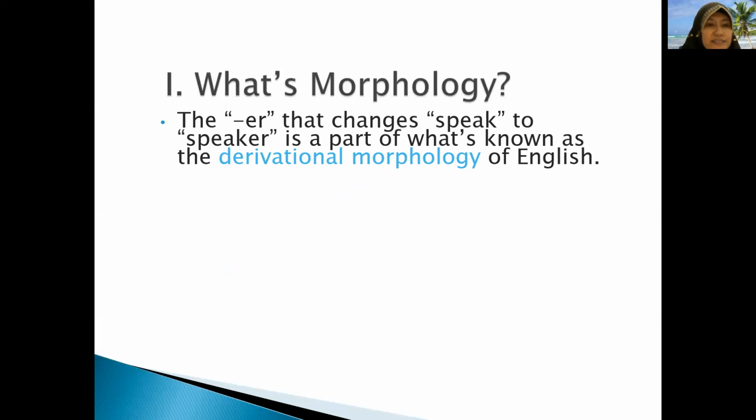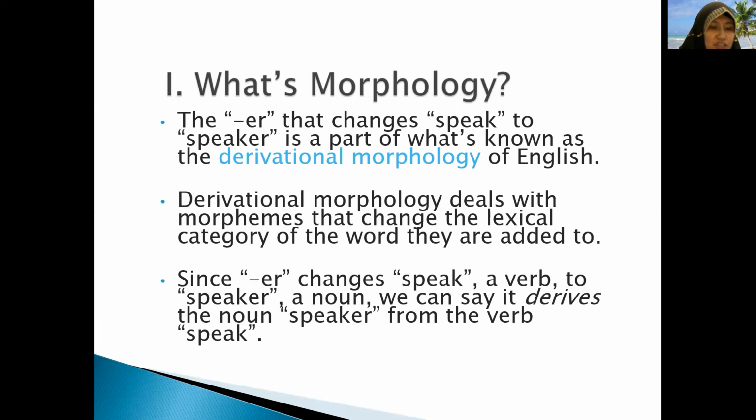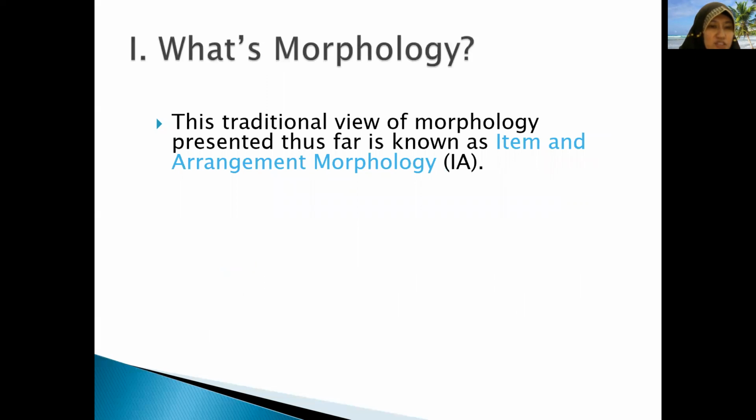The -er that changes speak to speaker is a part of what's known as the derivational morphology of English. Derivational morphology deals with morphemes that change the lexical category of the word they are added to. Since -er changes speak, a verb, to speaker, a noun, we can say it derives the noun speaker from the verb speak.